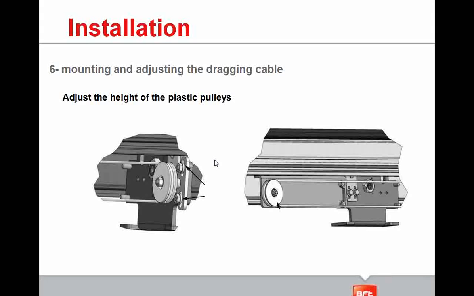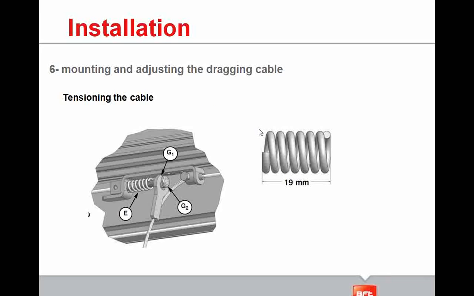After that, you also have to adjust the vertical position of the plastic trolley. The last thing is tensioning the cable. It is the last thing to do, and by now your automation is installed with 2 or 4 leaves.